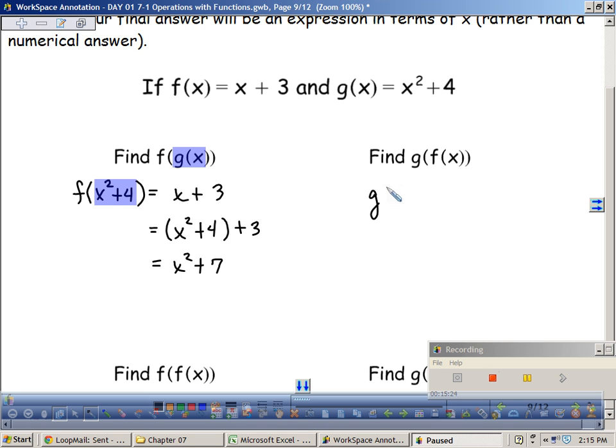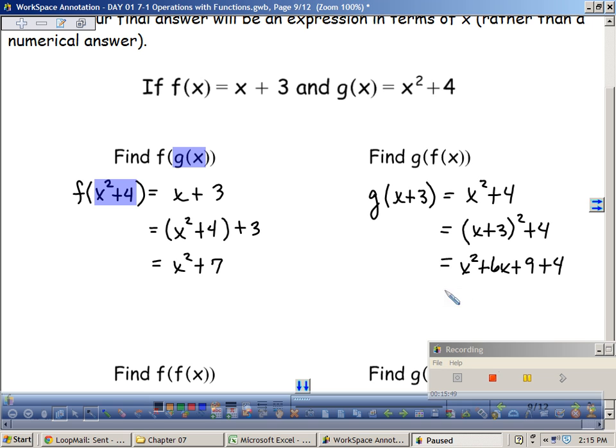This one is g of, what is f of x? X plus 3. What is my function for g? X squared plus 4. So everywhere I see an x, I'm going to put in x plus 3 and square it and then add 4. X plus 3 squared is x squared plus 6x plus 9, because x plus 3 times x plus 3, I'm doing it in my head, the perfect square trinomial, right? So x squared plus 6x plus 13.